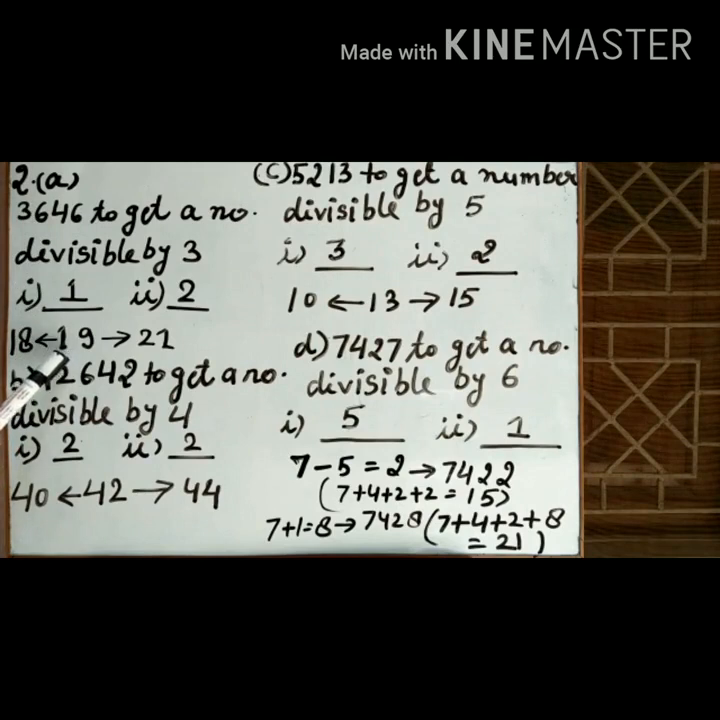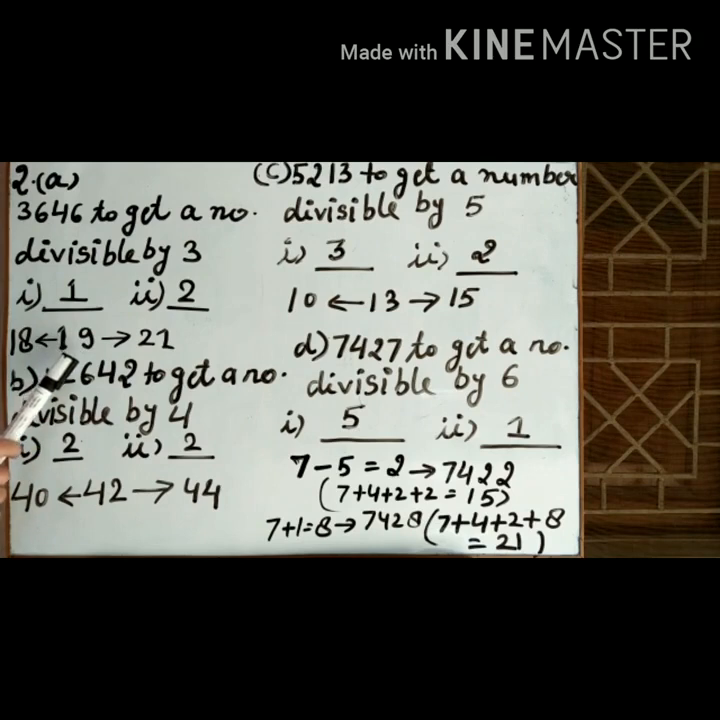Now, what is the number just before 19 which is divisible by 3? That is 18. 18 is the number which is divisible by 3. So, how many numbers will we subtract from 19 to get 18? That is 1. 1 is the smallest number which should be subtracted from this number to get a number divisible by 3. Understood?